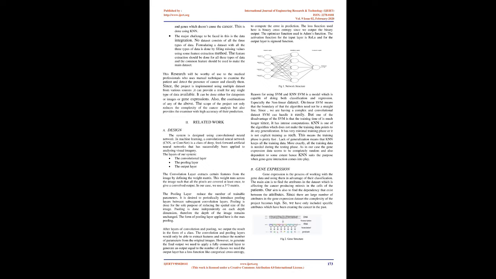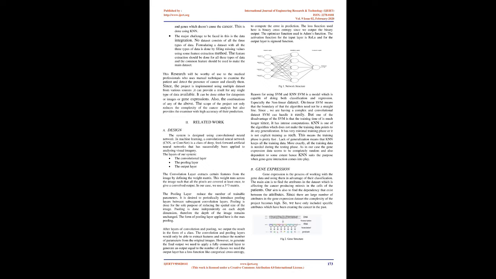After layers of convolution and pooling, we output the result in the form of a class. The convolution and pooling layers would only be able to extract features and reduce the number of parameters from the original images. However, to generate the final output we need to apply a fully connected layer to generate an output equal to the number of classes we need.